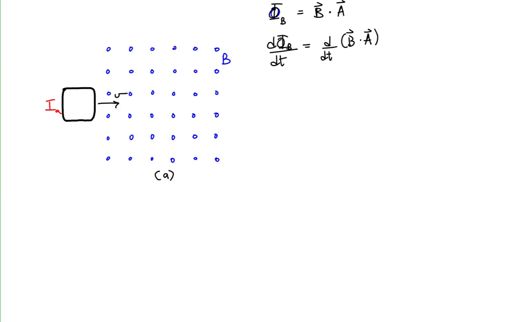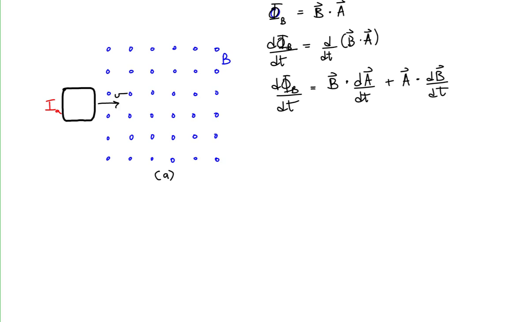When we evaluate this dot product, we see that the change of magnetic flux is given by the product rule of the magnetic field dotted with the time rate of change of the area, plus the area dotted with the time rate of change of the magnetic field. So here is our expression for the time rate of change of the magnetic flux.